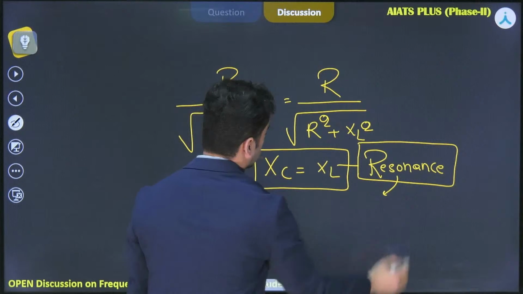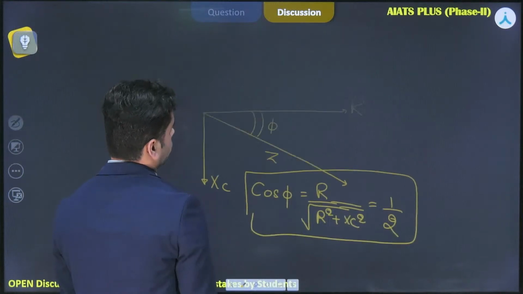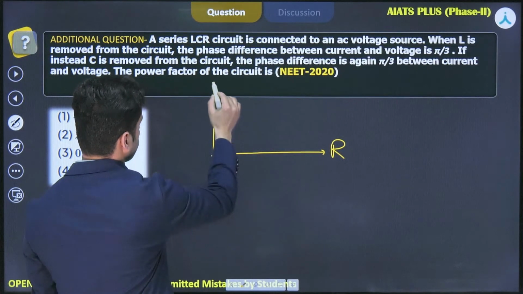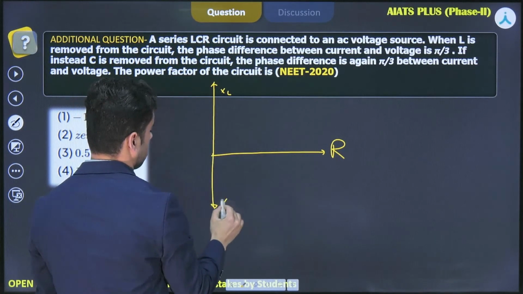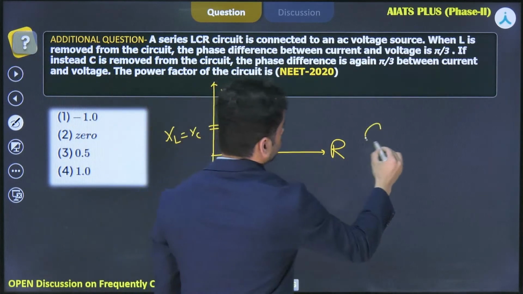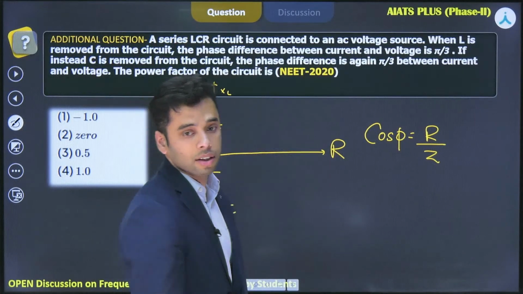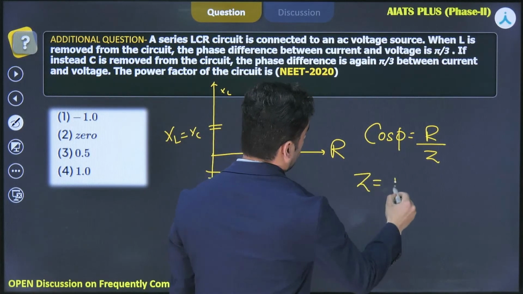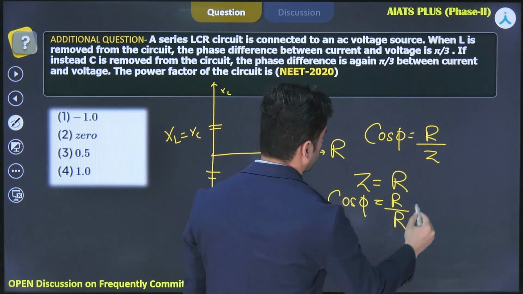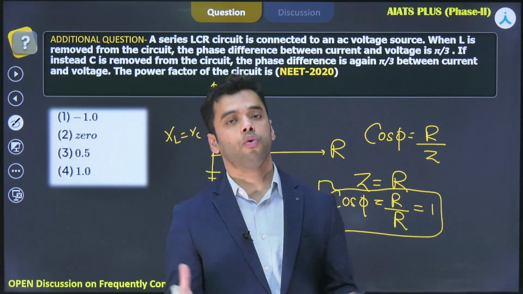So you can see that for resonance, if I try to draw the resonance, this is R and this is XL and this is XC. Both of these will cancel each other because XL is equal to XC. So cos phi, which is equal to R by Z, for the condition of resonance, Z is equal to R. So cos phi becomes R by R, and that comes out to be equal to 1. So the value of cos phi is equal to 1 for the condition of resonance.